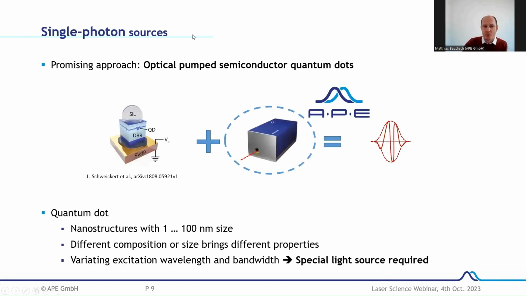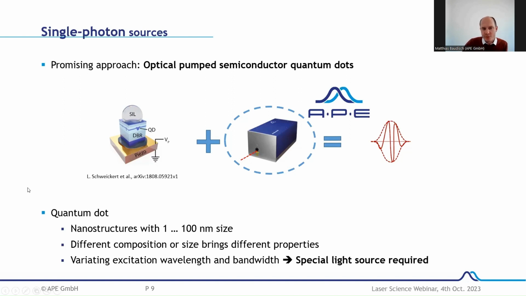And one promising approach to do this is optically pumped semiconductor quantum dots. So this means you use some quantum dot structure, here shown on the left, for example. This is just an example, but there are many types and structures, different materials, growing methods that people have shown, but use some kind of quantum dot structure. You excite it with a pulsed laser, an ultrafast laser, and then under certain conditions, if you do it right, you can get your single photon emitter with, in the best case, good properties for quantum applications.